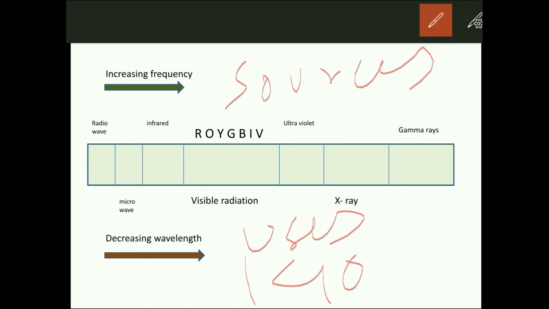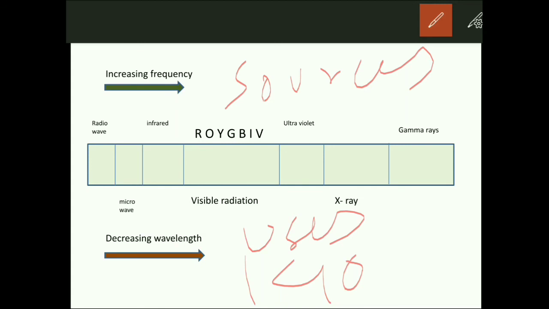For example, gamma ray. Where do we find gamma ray? Source: it is a cosmic radiation, isn't it? It is a cosmic ray, so it is formed in the cosmos. It means it is there in our universe. And what is its use? It is used in treating cancer. Gamma radiation is used for that.